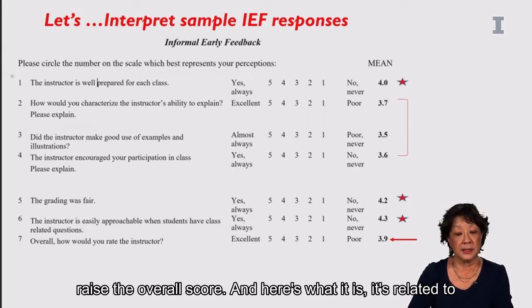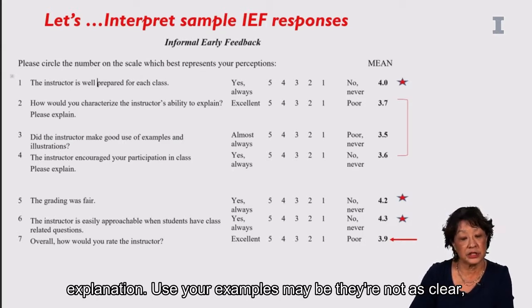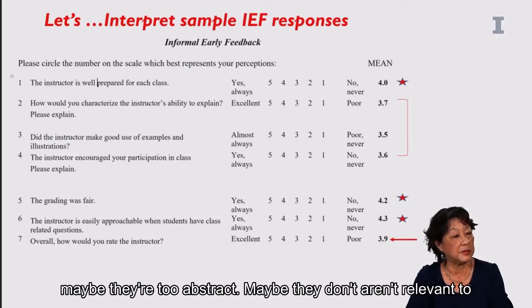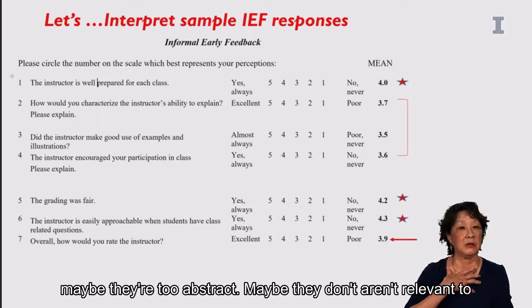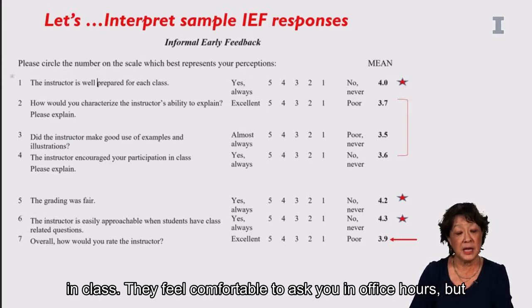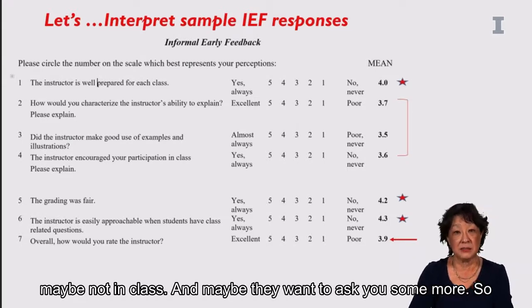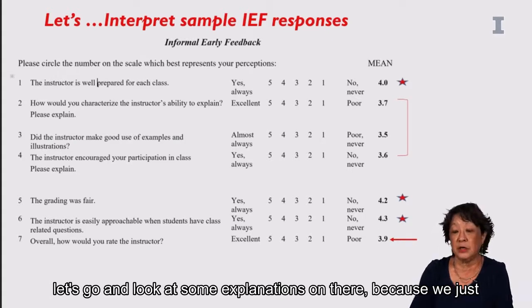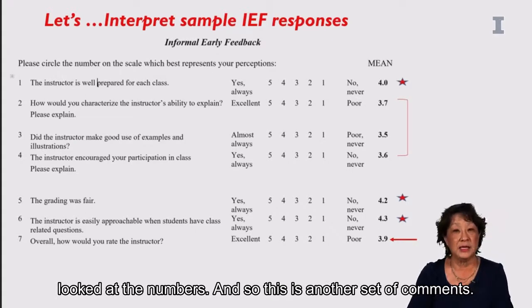And here is what it is. It's related to explanation. Use of your examples. Maybe they're not as clear. Maybe they're too abstract. Maybe they aren't relevant to your students. And also, you could probably do a little more in class. They feel comfortable asking you in office hours, but maybe not in class, and maybe they want to ask you more. So let's look at some explanations, because we just looked at the numbers. And this is another set of comments.